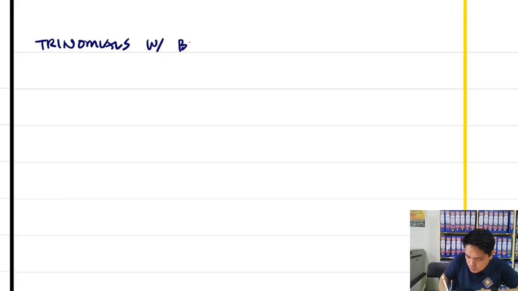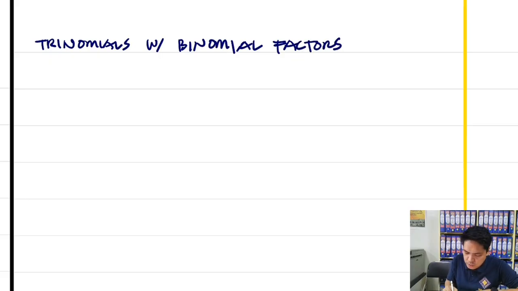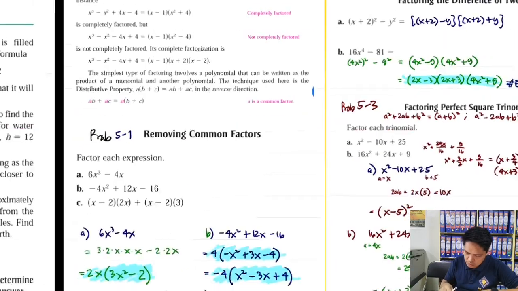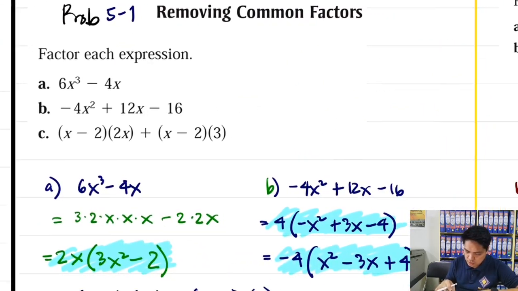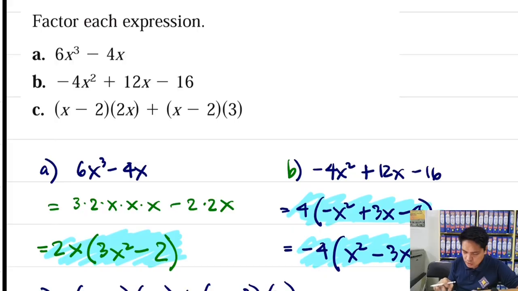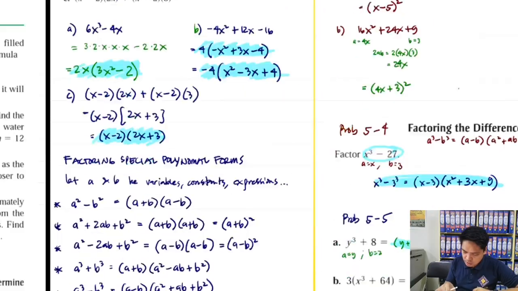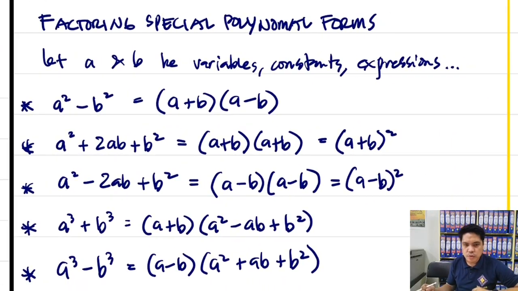Trinomials with binomial factors. Okay, for this particular topic, bakit natin siya sineparate? Okay, there are polynomials, of course, that don't contain a common factor like the first method that we discussed. So it doesn't contain a common factor, so we cannot remove that out, and it does not conform to any of these special polynomial forms.